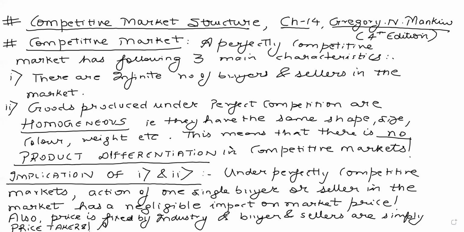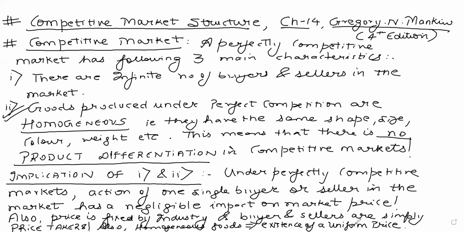Also, guys, if you look at the second characteristic, homogeneous goods imply existence of a uniform price. That means price in the industry is uniform.